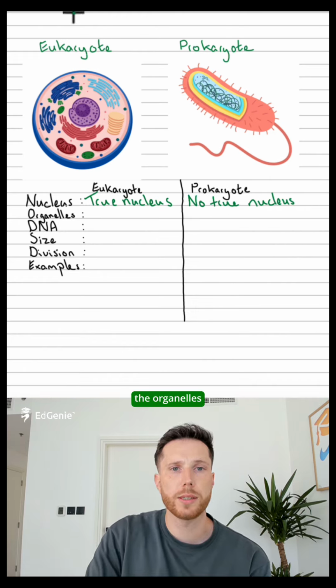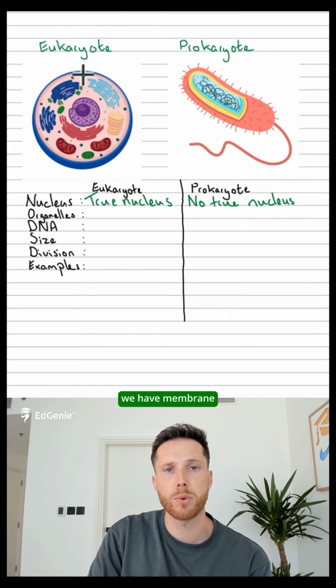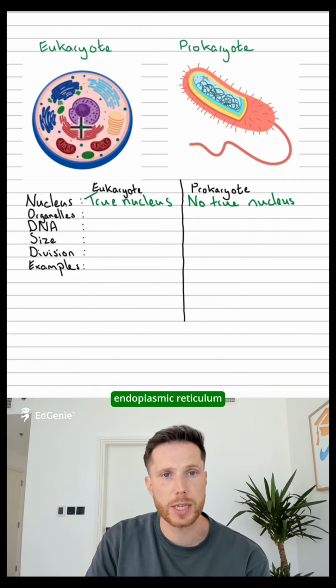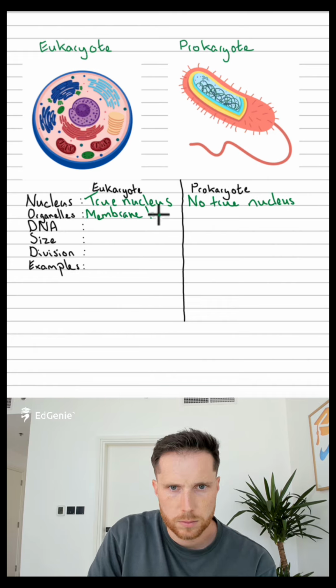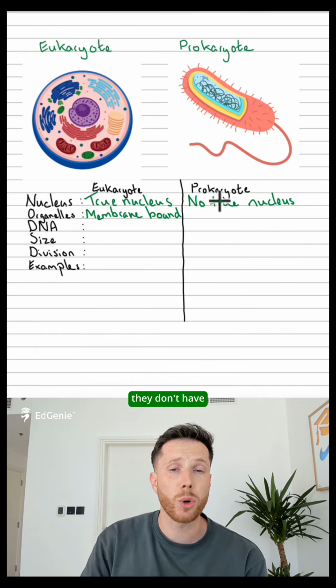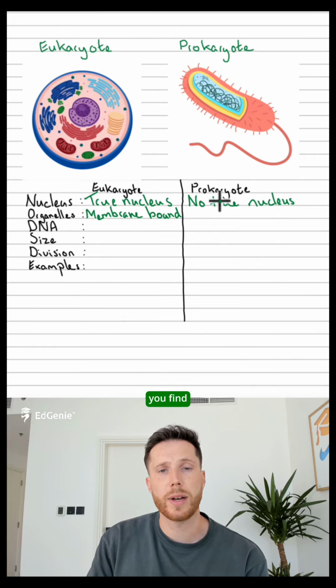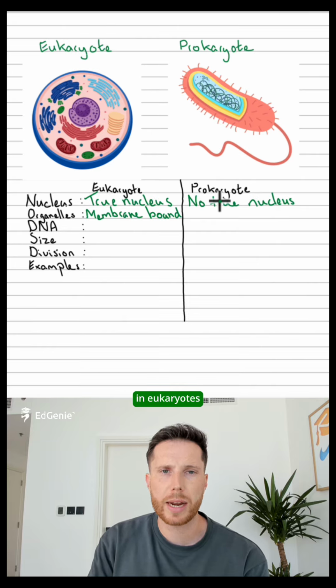Next up is the organelles. So in eukaryotes, we have membrane-bound organelles, things like the mitochondria or the endoplasmic reticulum. And then in prokaryotes, they don't have any membrane-bound organelles. And also the ribosomes, which we find in prokaryotes, are a bit smaller than in eukaryotes. They're 70S instead of 80S.